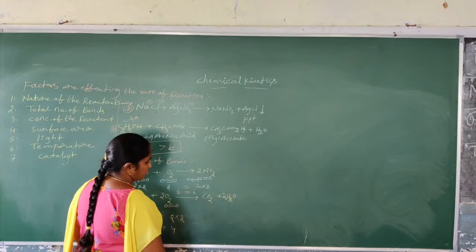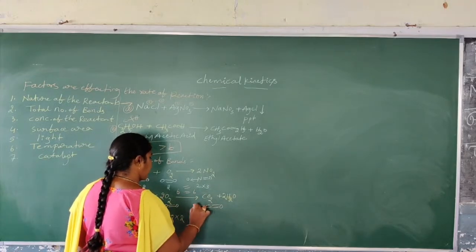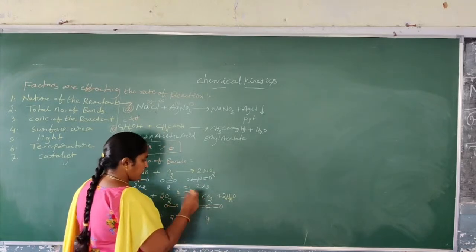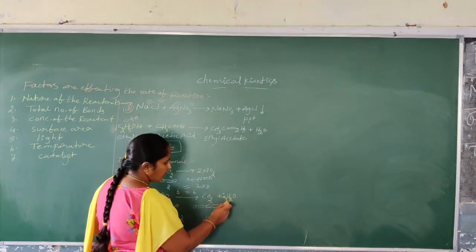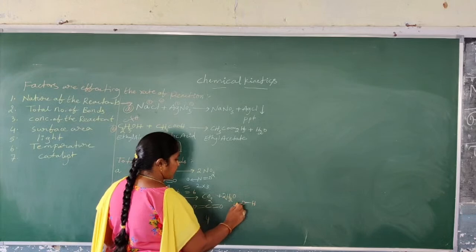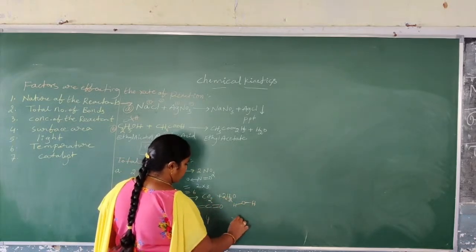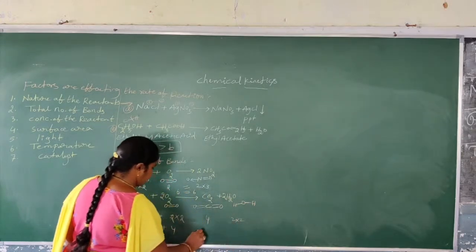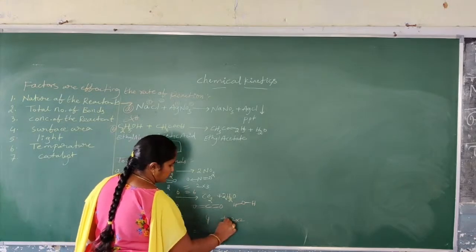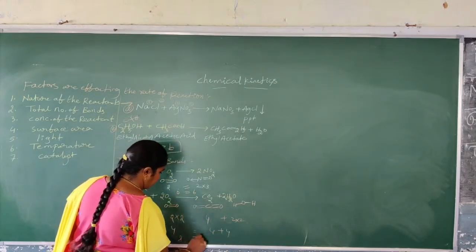Then come to the CO2, carbon dioxide. Between carbon and oxygen a double bond exists, so totally 4 bonds are present in the CO2 molecule. And in H2O, oxygen is the central atom with hydrogen, 2 bonds are there. 2 moles, so 2 into 2, 4. So 4 plus 4, 8.